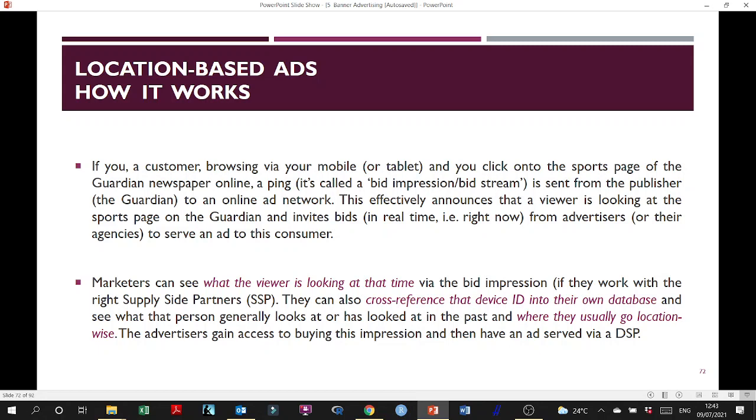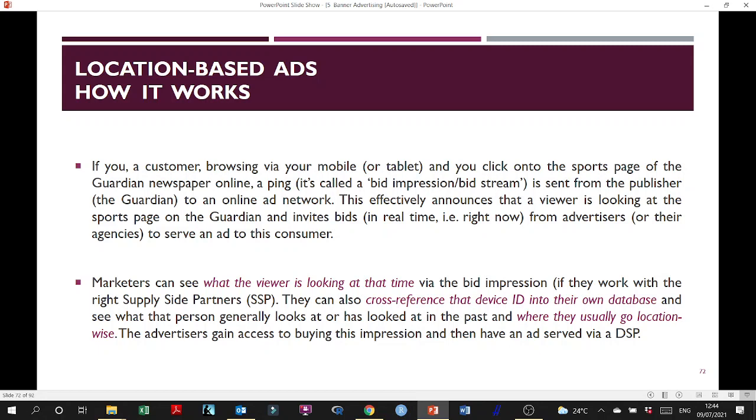So if you work with the right supply side partners, and here I say the right because not all the supply side partners or the publisher sites in the supply side platform have such an advanced technology. They can cross-reference that device ID in their own database. So the bigger the network, the better it is, because when they cross-reference it with others in the database, they can find out if this device, the mobile phone holder, has been in other different places of their own customers or clients in their network, and see what that person generally looks at or has looked at in the past and where they usually go in terms of location.